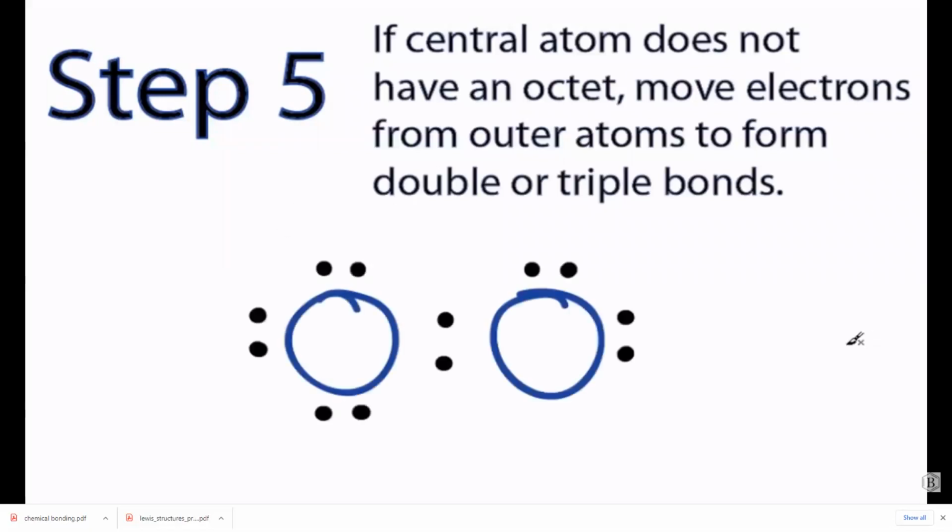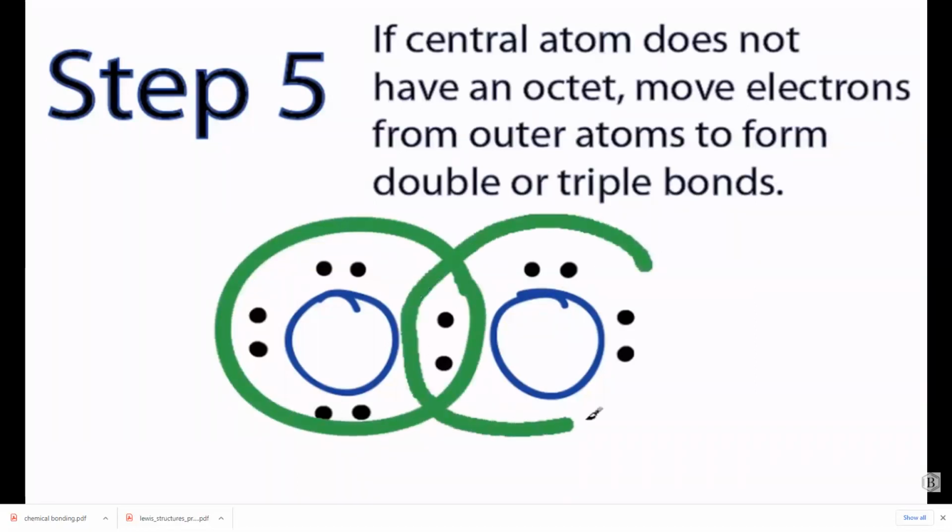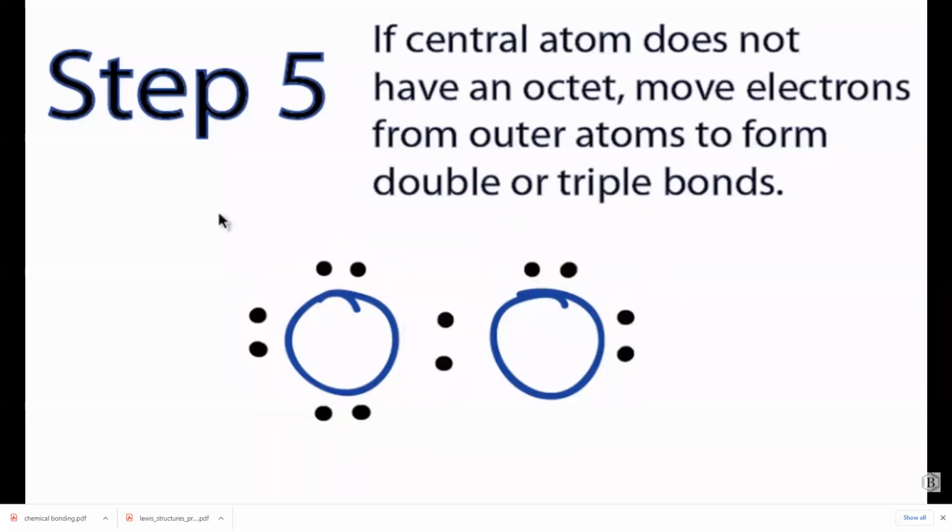So for O2, oxygen, if I follow all the rules, I count the valence electrons, I have 12. And if I put a bond between the atoms and then fill the outer shell, I end up with a situation where I have an octet for this oxygen. It has 8, but this oxygen only has 6 valence electrons. It doesn't have an octet, and I don't have any more valence electrons. To solve the problem, I can take these valence electrons right here and move them to the center to share them and form a double bond between the two oxygen atoms.